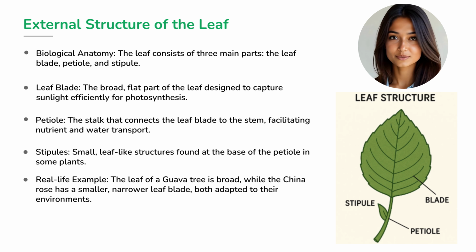And the stipules? These are small, leaf-like structures that appear at the base of the petiole, protecting the young leaf as it develops. Take a look at the guava leaf, for example. Notice how it is simple, with a broad, flat blade. Isn't it fascinating how this structure is designed perfectly for its role in the plant?